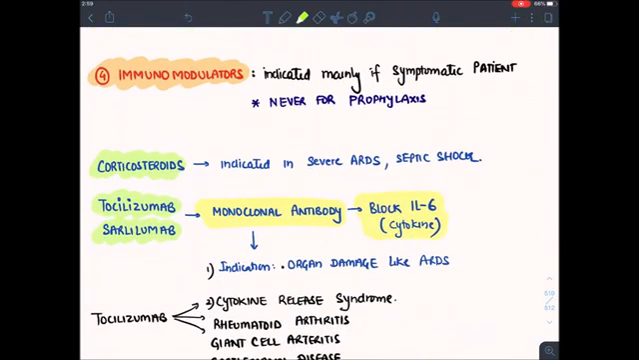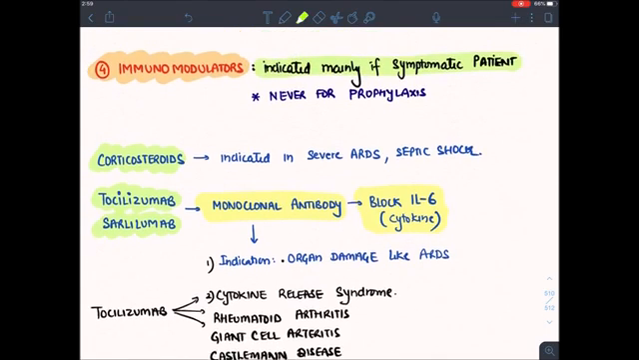Okay, let's talk about certain immunomodulators which reduce the immunity, because when immunity acts, it will kill the virus, but it will also kill the normal body cells, like pneumonia will happen, like ARDS will happen. So these drugs are only given for symptomatic patients who have some evidence of organ damage. They are never given for prophylaxis.